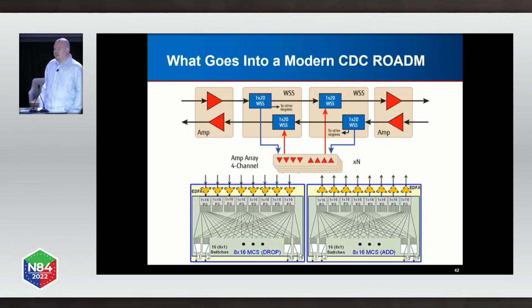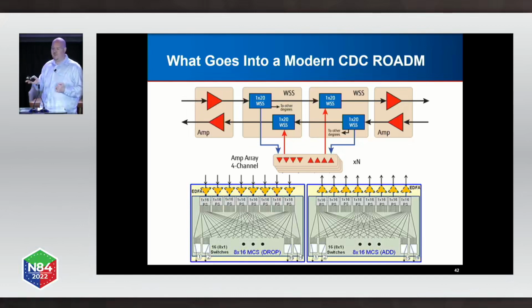But what actually goes on inside of a modern CDC ROADM? Well, here's kind of a breakdown. So you come into this thing, the first thing you have to do is amplify your signal. You amplify, and then you go into a WSS. You go through like a 1x20 WSS, and that's going to take a huge signal hit. So as soon as you come out of that, you have to go into another amp. And remember, every possible WSS exit has to go to another degree.